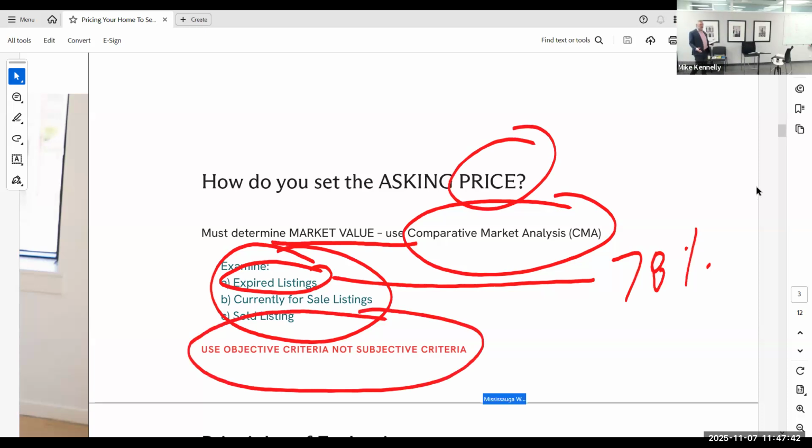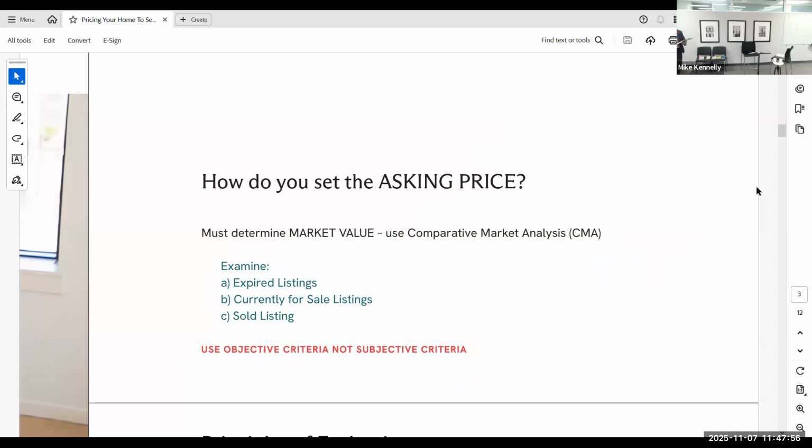Use objective criteria, not subjective. Again, in residential real estate, most of the decisions are emotional ones, not logical ones. So, Mr. and Mrs. Seller, I got to get you thinking logical, not emotional. Does that make sense? Perfect. Okay. Again, I'm building up, right? Building up. Now, next one, Matt.